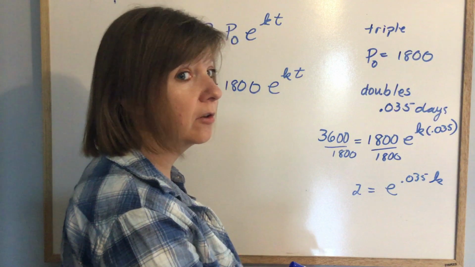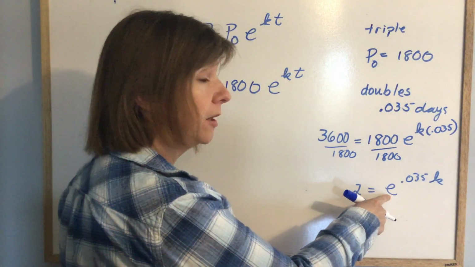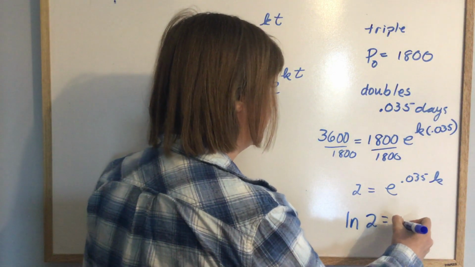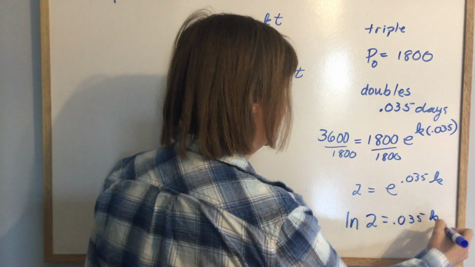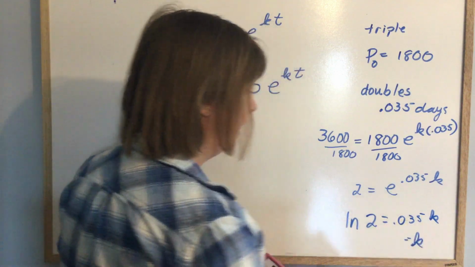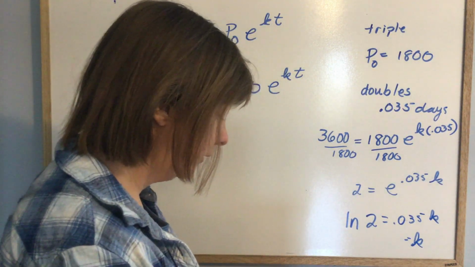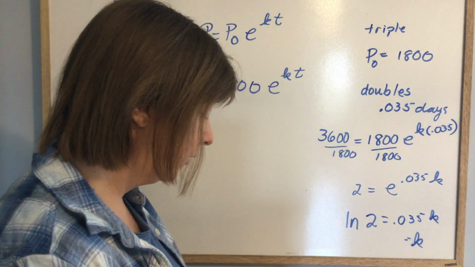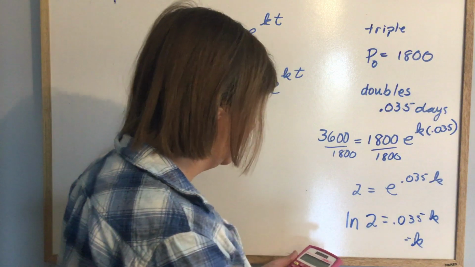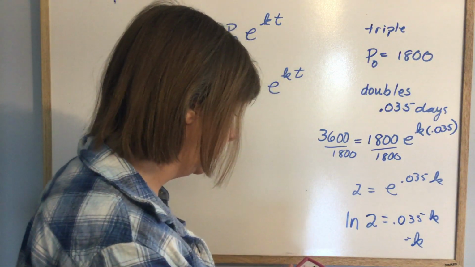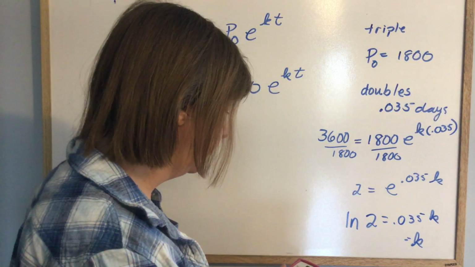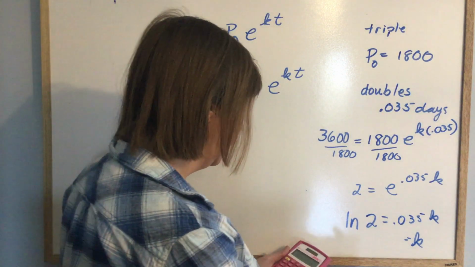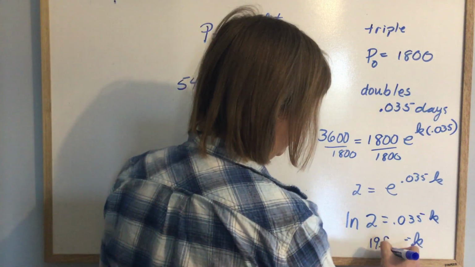So I would change that into logarithmic form. So the base of my log would be E, so that means it's ln. Ln of 2 is 0.035 K. So that means my K is whatever ln 2 is divided by 0.035, which gives me, that doesn't make any sense. Hold on. Ln 2 divided by 0.035. All right, I'm getting 19.8 as my K.